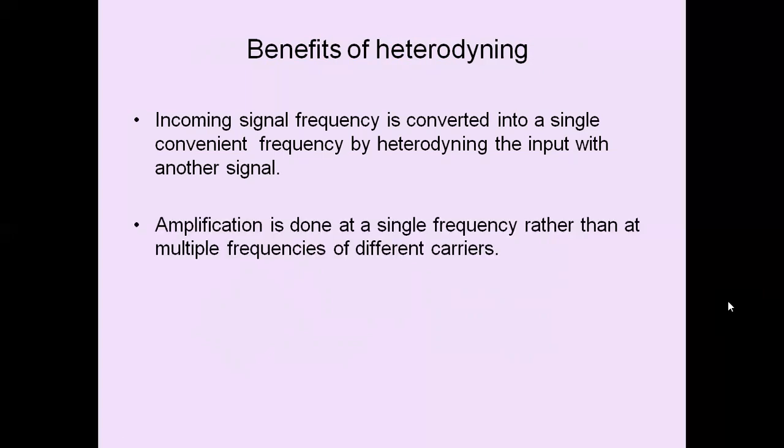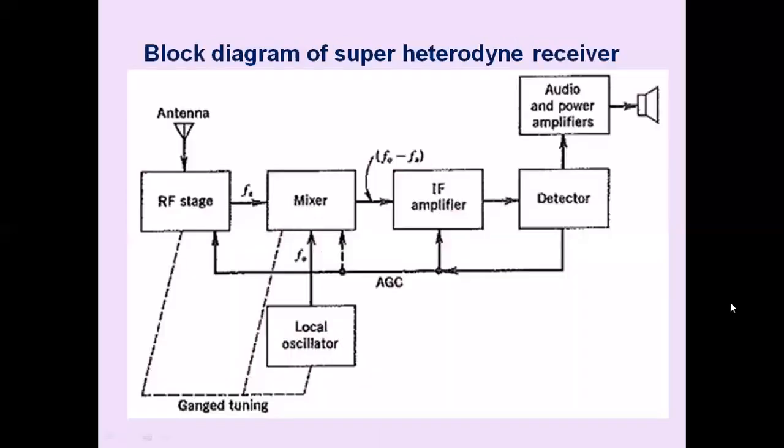Amplification is done at a single frequency rather than at multiple frequencies of different carriers, because we are generating an IF frequency which is always fixed. So we can make use of an IF amplifier to amplify the signal. Whatever may be the channel you are receiving, you are always placing that message onto a fixed value of IF, and then that fixed value of IF is amplified by using only one IF amplifier. This results in better selectivity of the receiver.